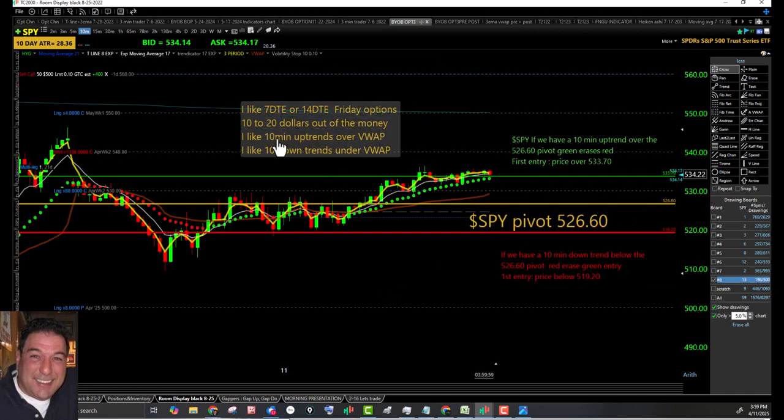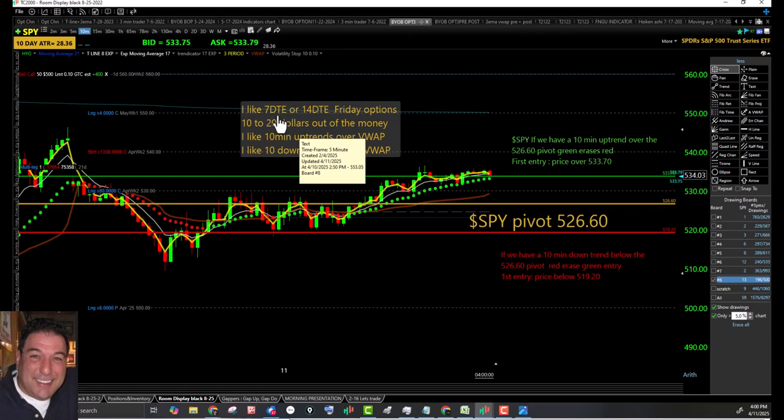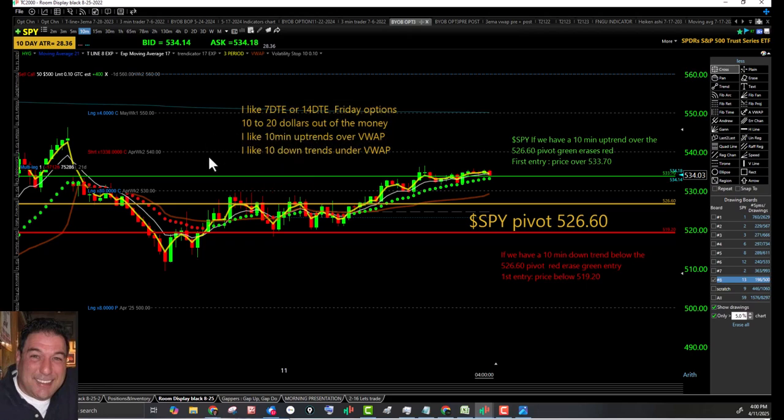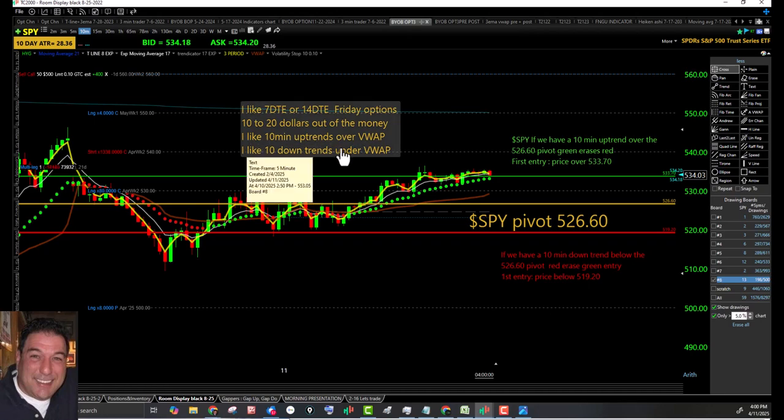Now, I like 7 days till expiration options, 14 days till expiration options. I like $10 to $20 out of the money. But the 10-day ATR is like $28, so that's probably going to move from $20 to $30 out of the money options, only because I don't want them too expensive. If you got a new account, you can't participate. I like 10-minute uptrends over VWAP. I like 10-minute downtrends under VWAP.